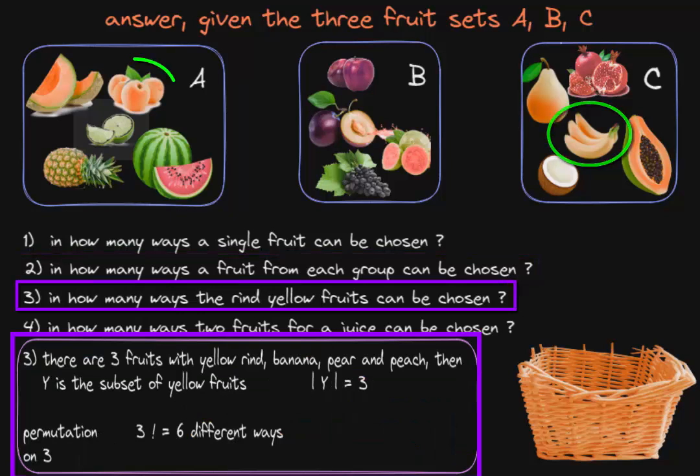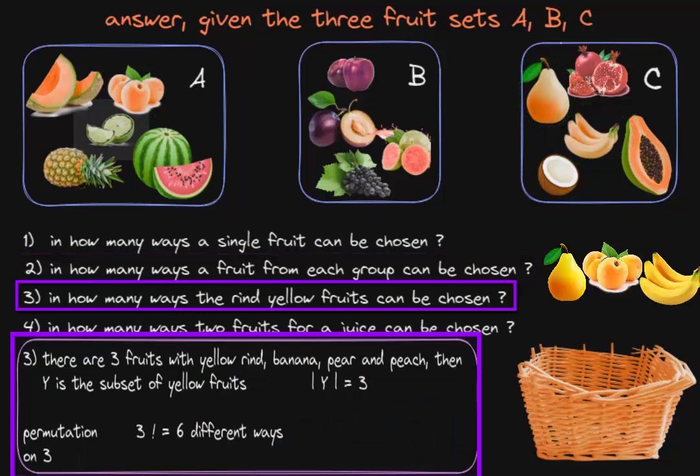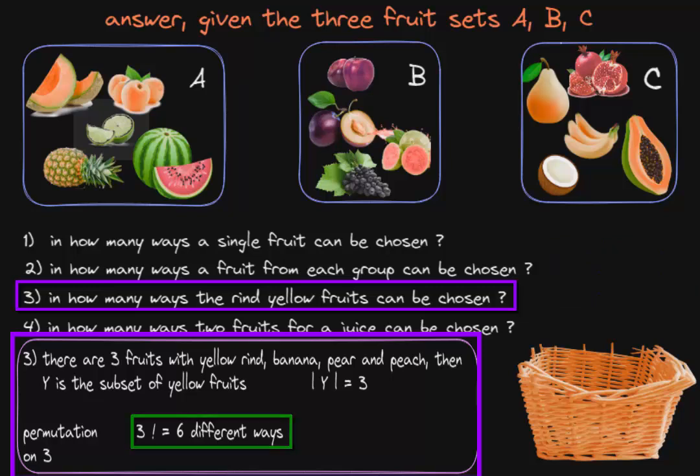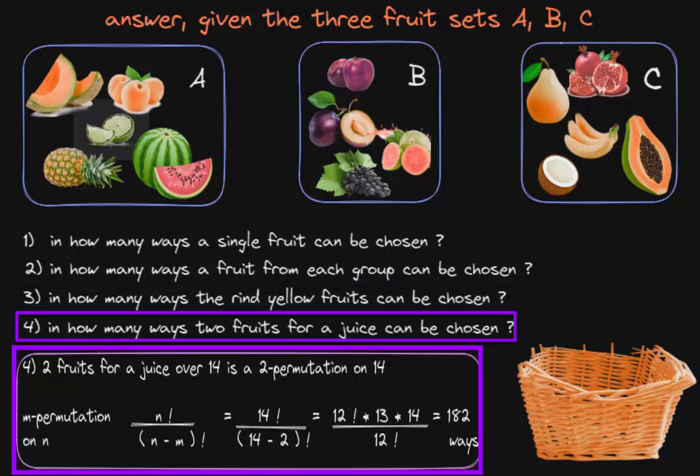We want the yellow ones, which are 3. So this can be like this or that. There are 3 factorial different ways to give the yellow ones. We want 2 fruits from 14 to make a juice. If we consider the order, it is a 2-permutation over 14, as much as 182 different ways to give the juice fruits.